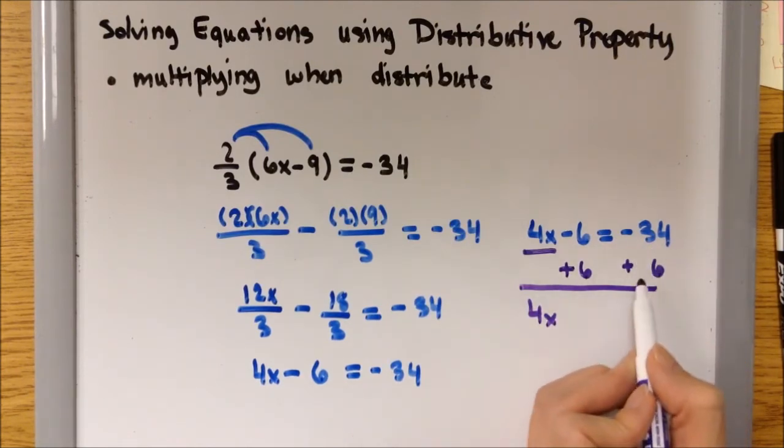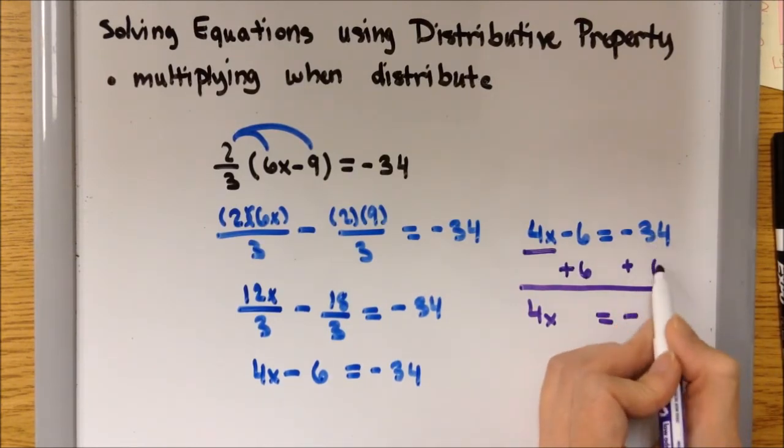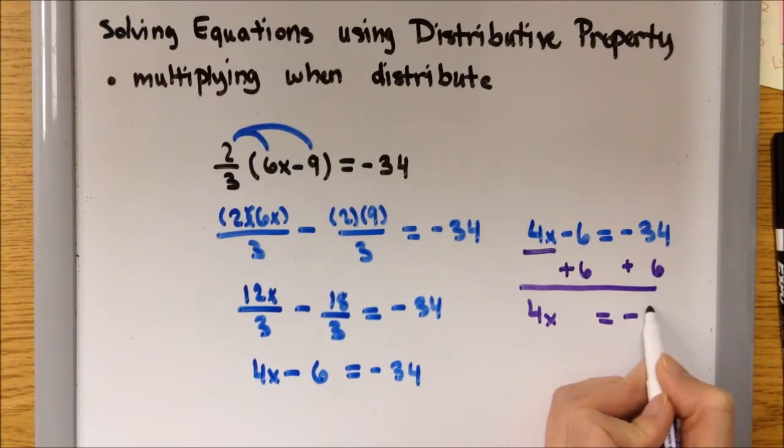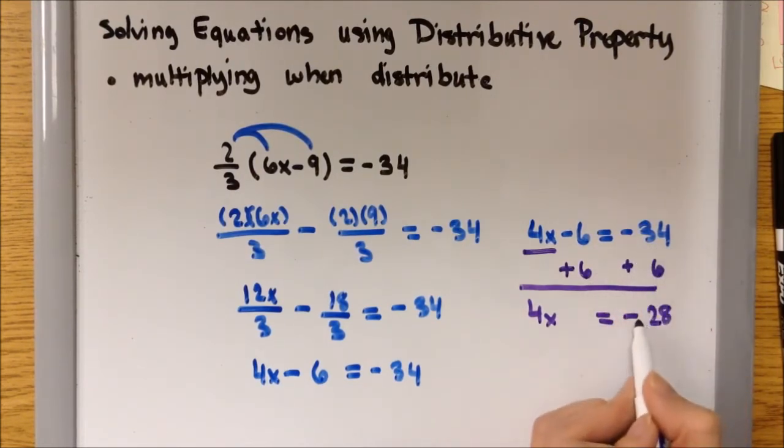Negative 34 plus 6, since it's opposite sign, the bigger number is negative, so it's going to be negative. Subtract the numbers, so it'll be 28. So negative 34 plus 6 is negative 28.